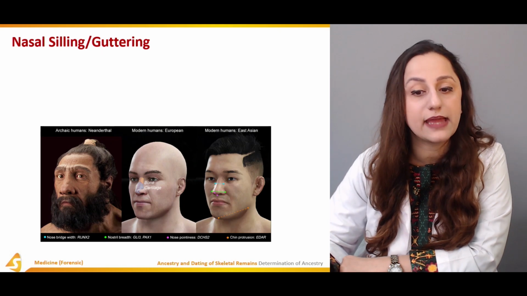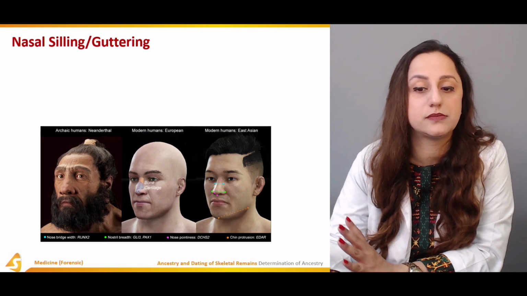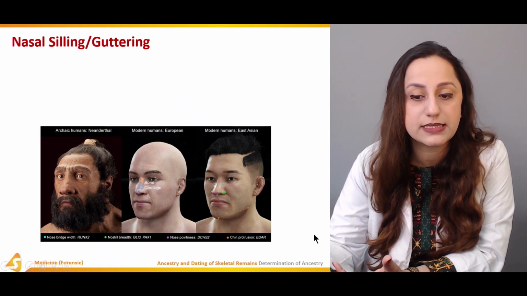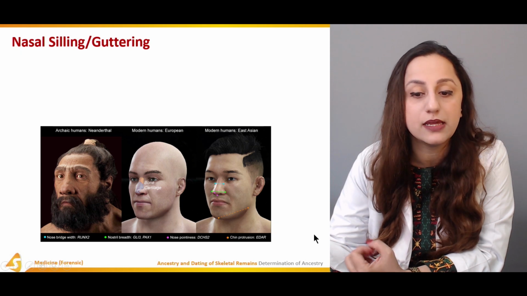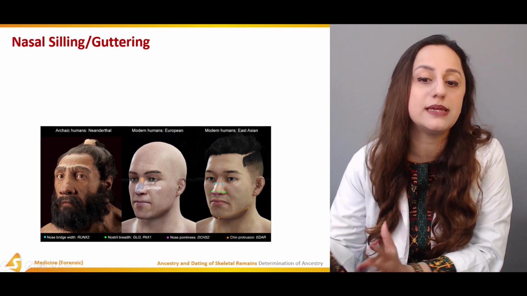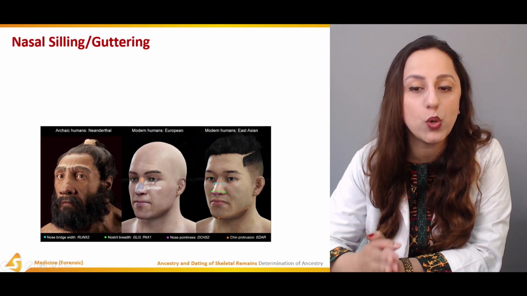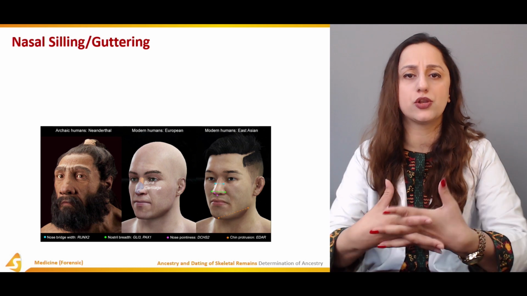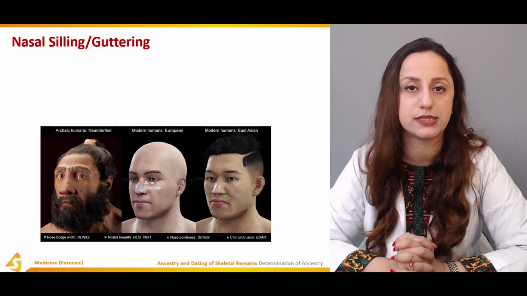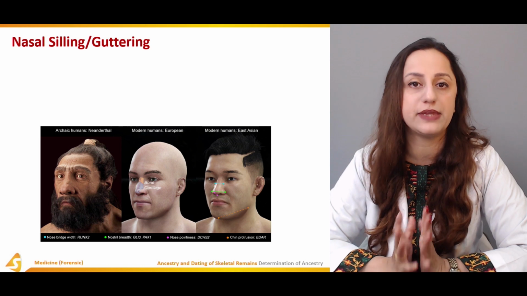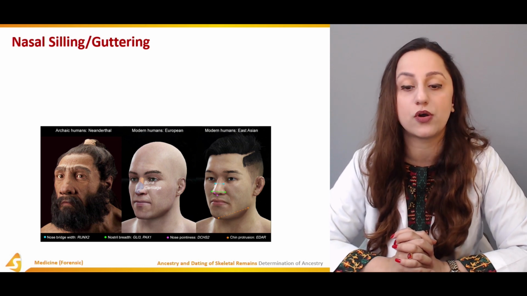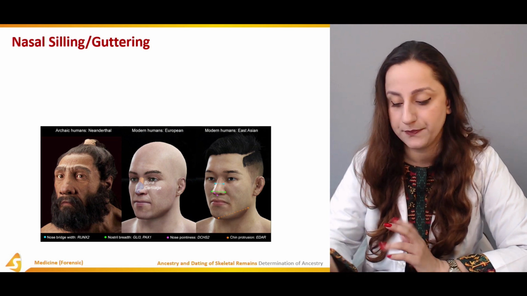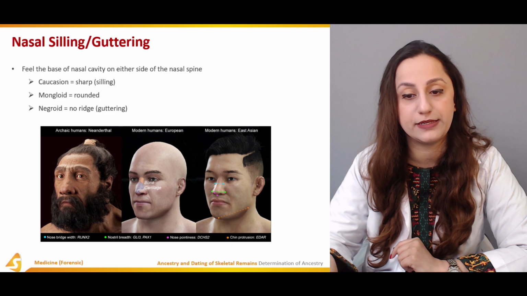So the nasal silling and guttering, here we have a comparison between all of these. The nasal bridges are basically the nasal pointiness and the nostril breadth. So it's basically a comparison between the old age European and the modern humans. This is more of an archaeological importance rather than a forensic importance. Whenever we get our hands on some bones or skulls, we also have to determine what era these bones belong to. So nasal silling and guttering is quite different.